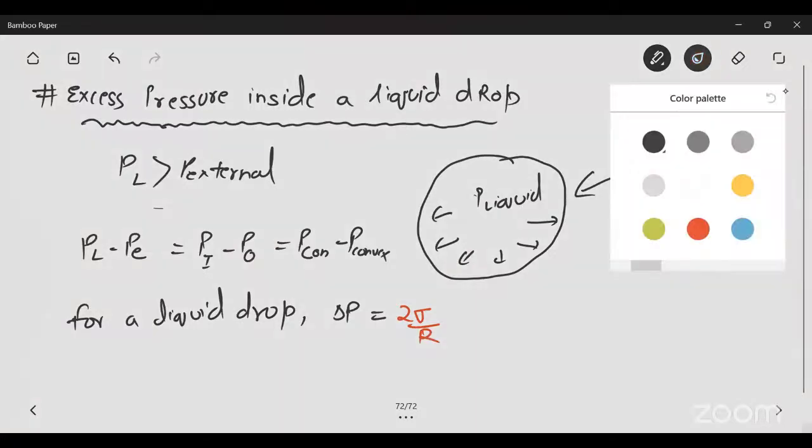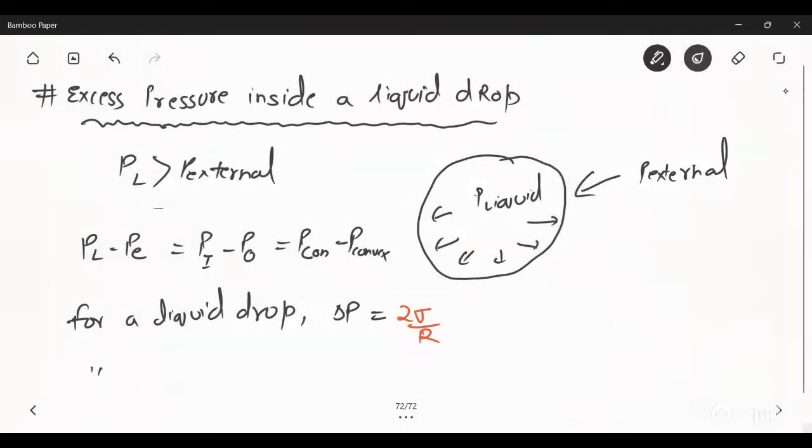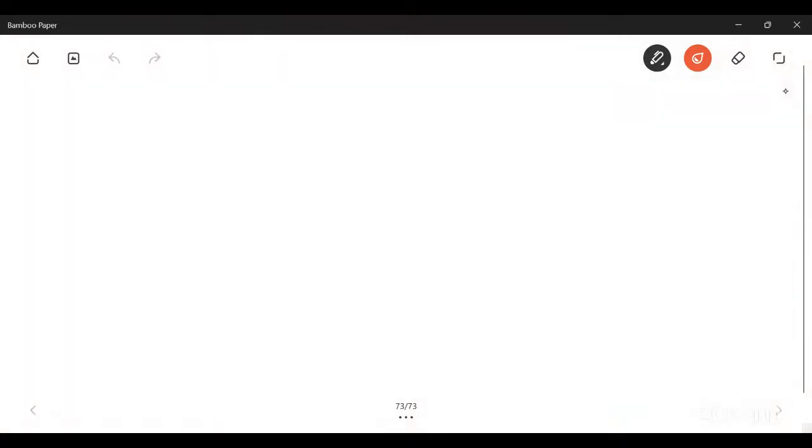And for a soap bubble, the excess pressure, the change in pressure, is 4 times surface tension divided by r. Now see the proof, but the proof is not so important, so I will give a short proof.